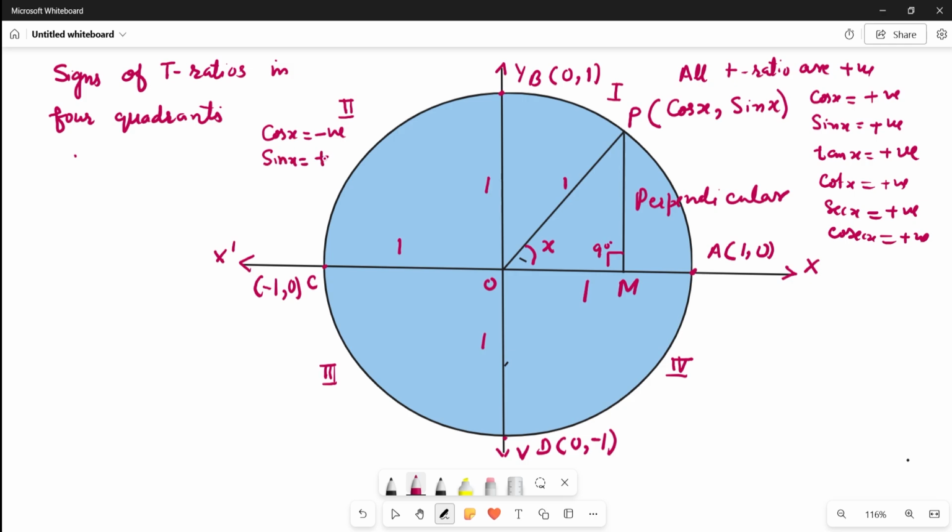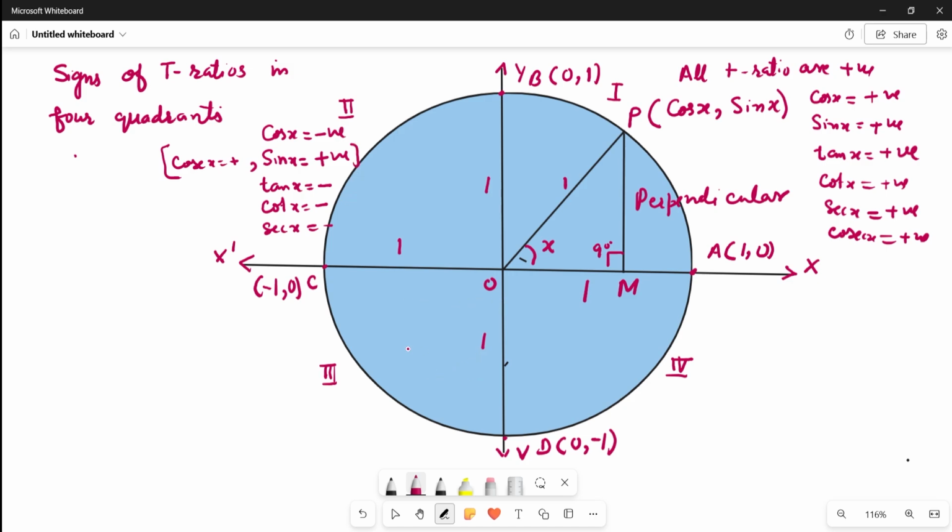अब जब साइन पॉजिटिव हो गया, cos नेगेटिव हो गया, इट मीन्स tan will be sin upon cos, therefore it is negative. Cot x will be negative, secant x will be negative, and cosecant is reciprocal of sin, so cosecant x will be positive. Only two t ratios, sin and cosecant, are positive, others are negative.